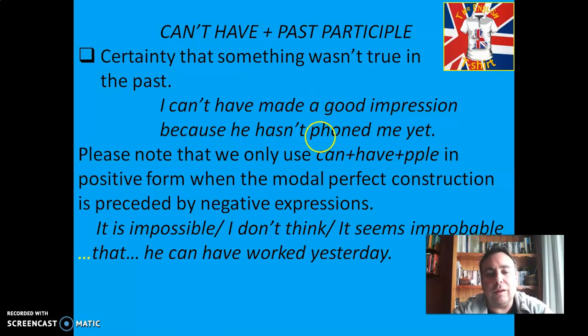Please note that we only use can plus have plus participle in positive form when the modal perfect construction is preceded by negative expressions. For instance, it is impossible, or I don't think, or it seems improbable that he can have worked today. Es imposible que él pueda haber trabajado ayer.